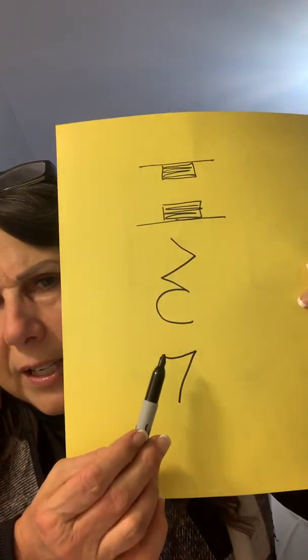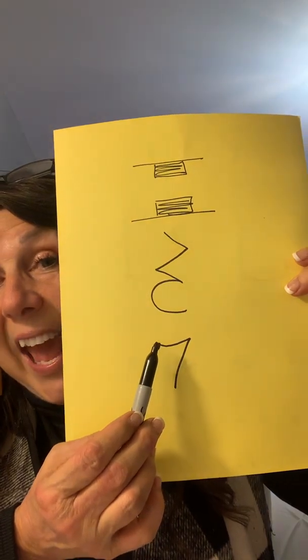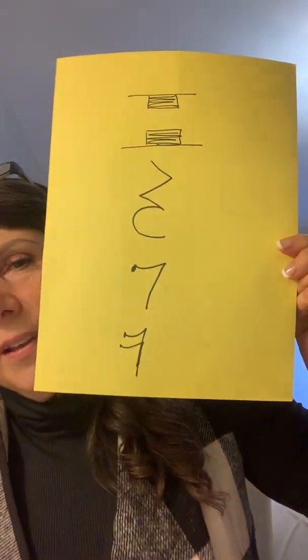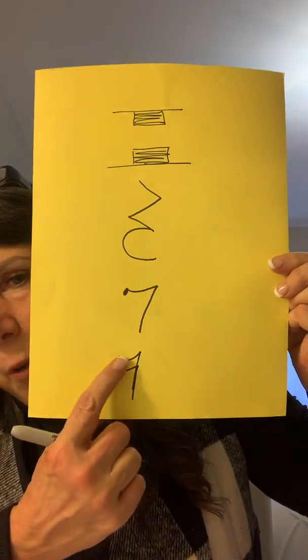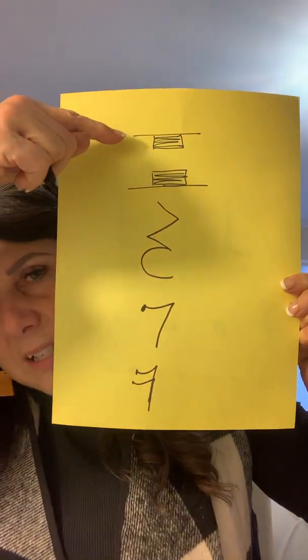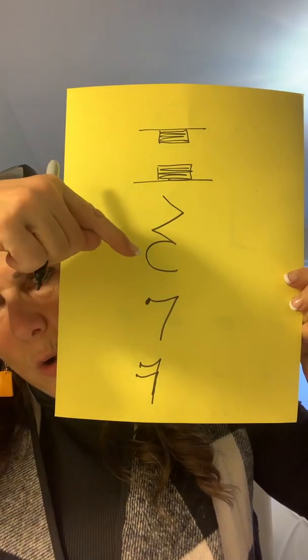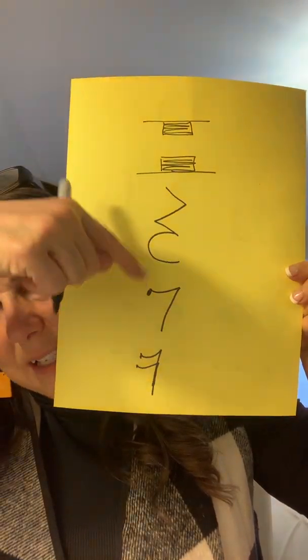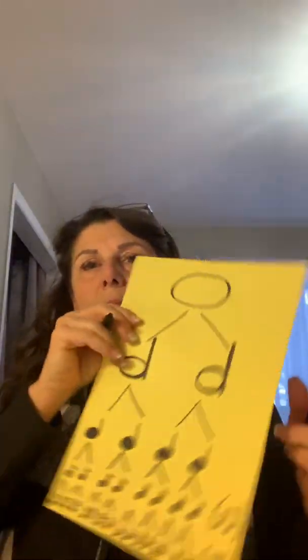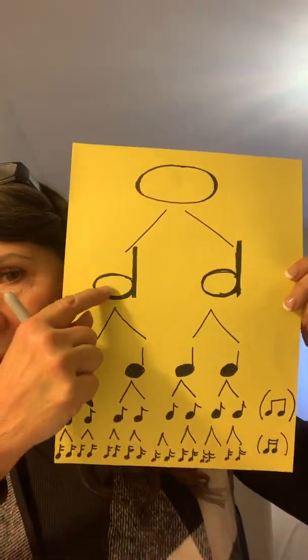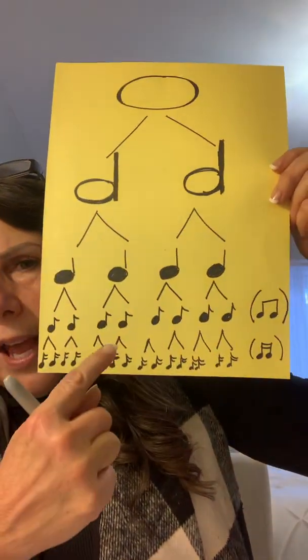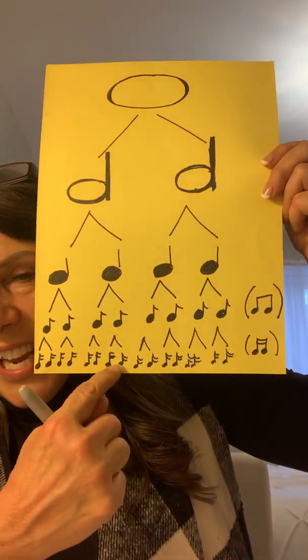The 8th rest was actually interesting because it looked like a number 7, kind of with a little ball on the end. There it is. Now, to change the 8th rest into a 16th rest, we simply added 2 lines, not unlike we do the notes. You see how it has 2 going across? So, whole rest, half rest, quarter rest, 8th rest, 16th rest. Whole note, half note, quarter note, 8th notes, 16th notes.